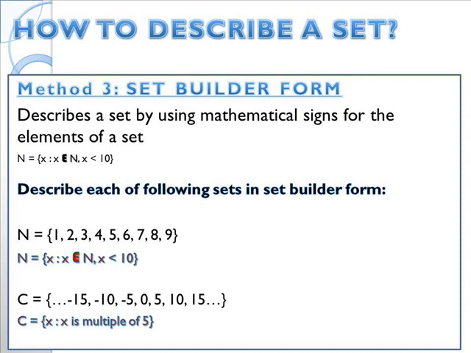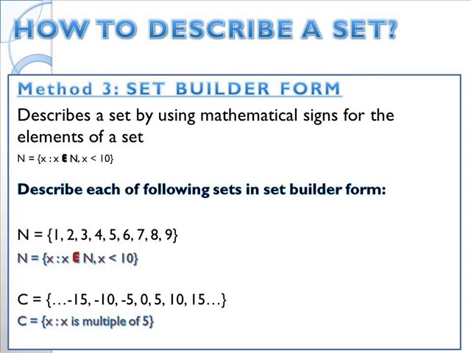The first set is N = {1, 2, 3, 4, 5, 6, 7, 8, 9}. Here we will use different symbols such as the colon, that is read as 'such that', the epsilon sign, that is read as 'is an element of', and the less than symbol. We have described the set by using mathematical signs, and the set is read as N = {x such that x is an element of natural numbers where x is less than 10}.